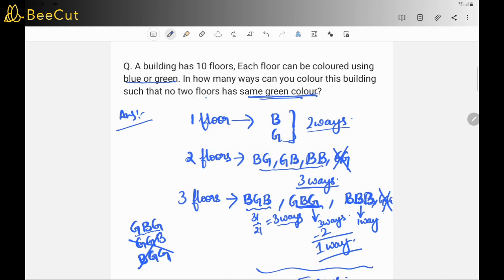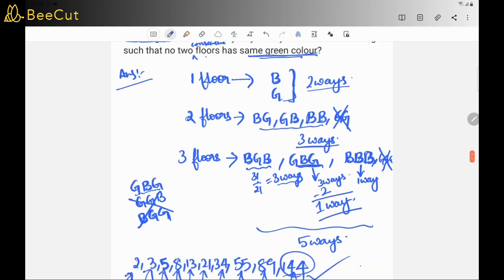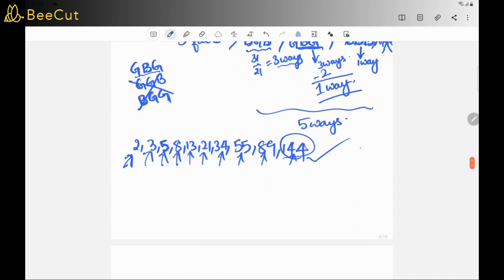Just make a slight note here. This is no two consecutive floors. Okay. Now let us look at another question.